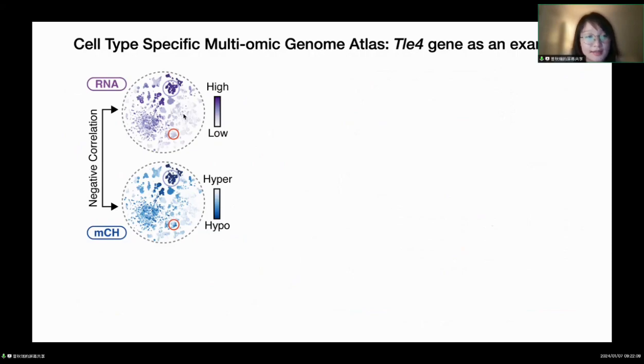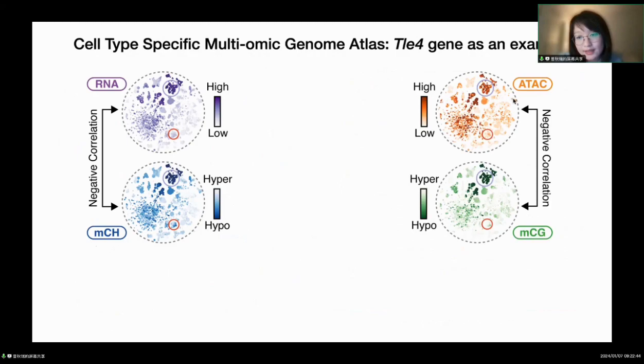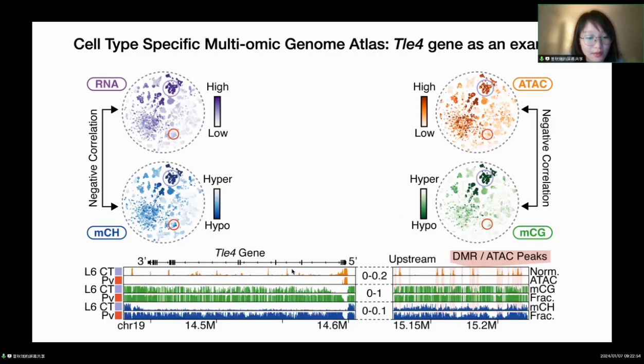Taking the TLE4 gene as an example, we have 2 different cell types: the purple circled one and the red circled one. This gene is highly expressed in the purple circled cell subclass. We use the mCH level as the evaluation for the RNA expression level, and you can see it's negatively correlated with it. The darker color suggests hypomethylation, so it's negatively correlated. And also for the ATAC accessibility of the cis-regulatory elements, if they are more accessible, the mCH level is more hypomethylated. So this suggests this is working well, and this genome track is showing basically the same information.